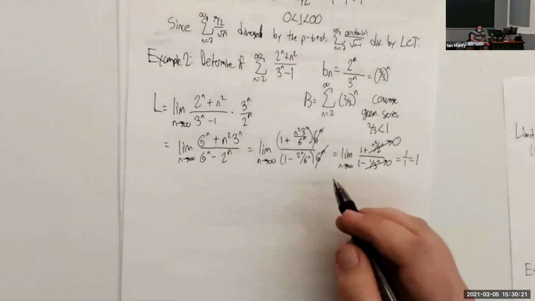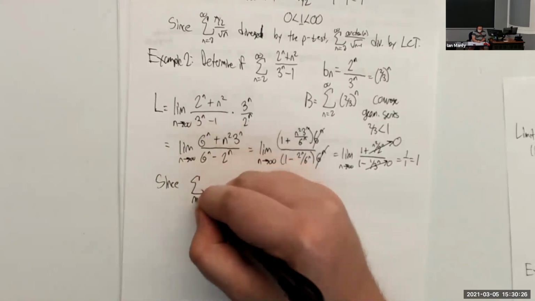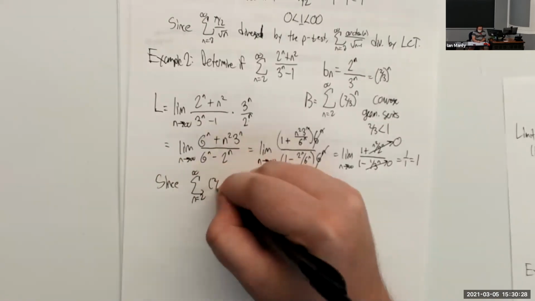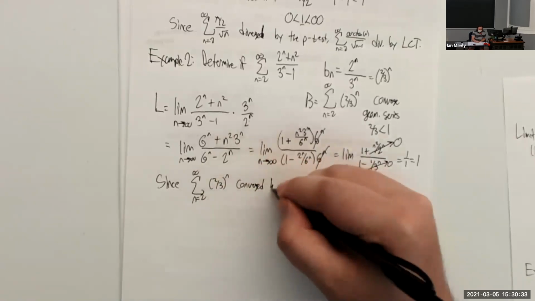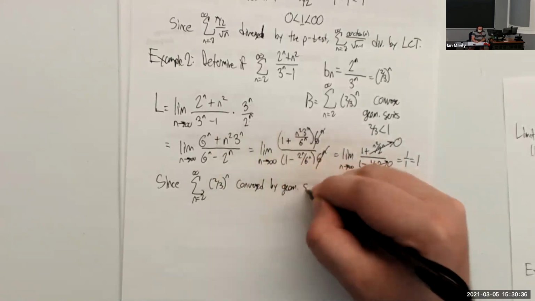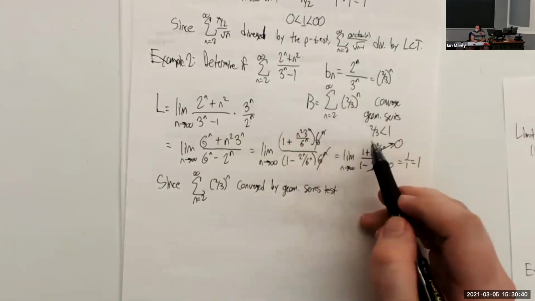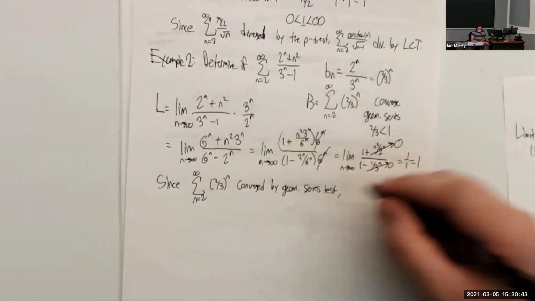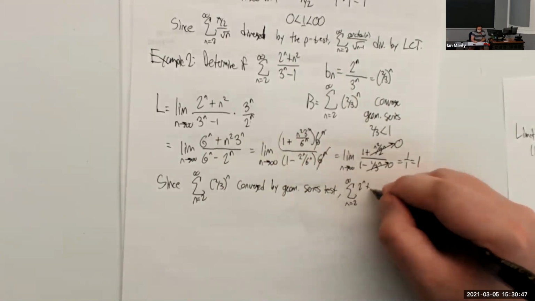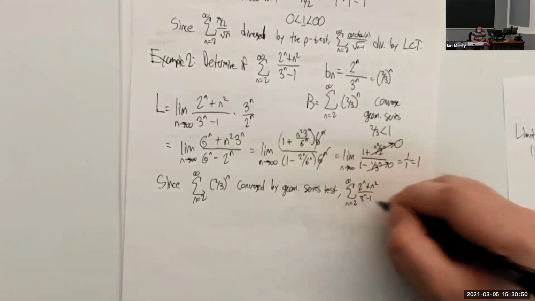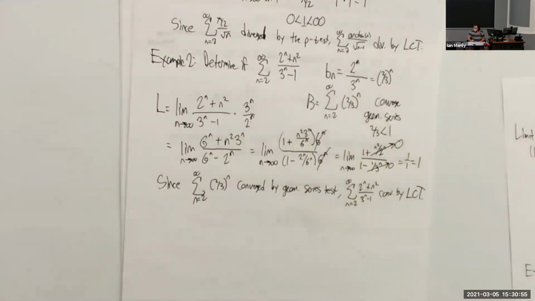All right, so we've done that limit now. So we can conclude, since this converged, and we would say by the geometric series test, because this is a geometric series and its value is less than 1, then we know that our original series, which was this, converges by the limit comparison test here.